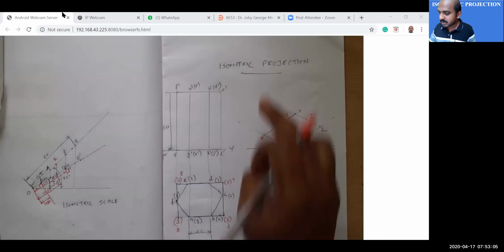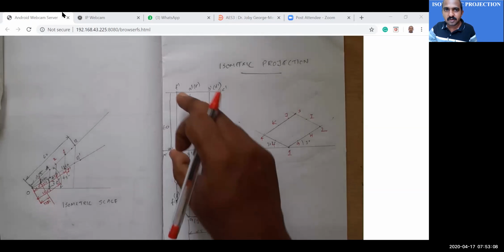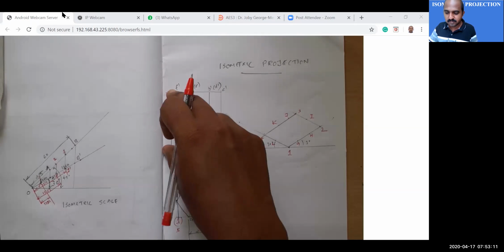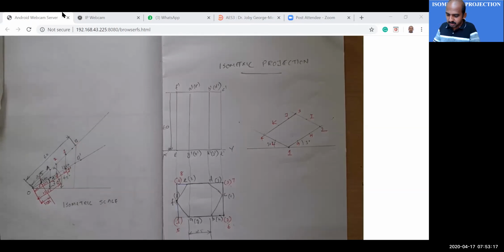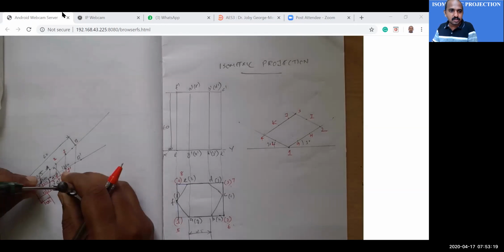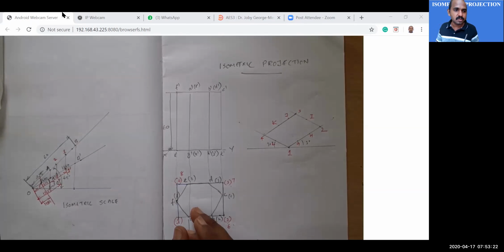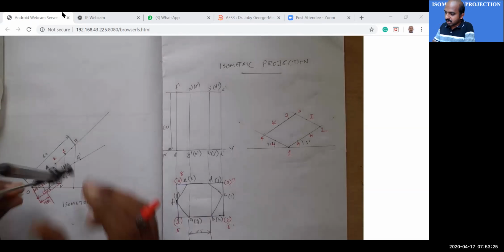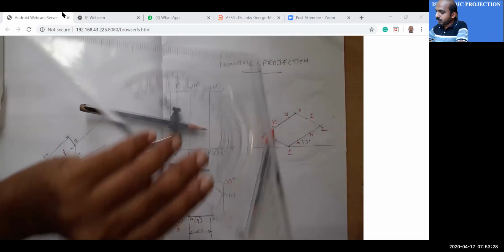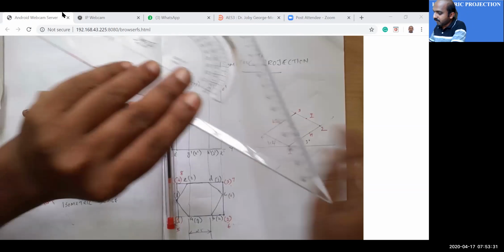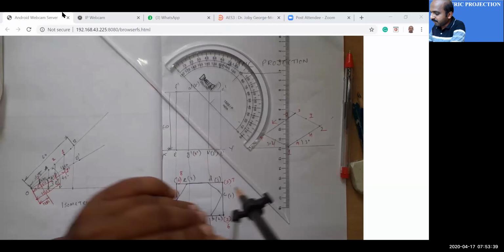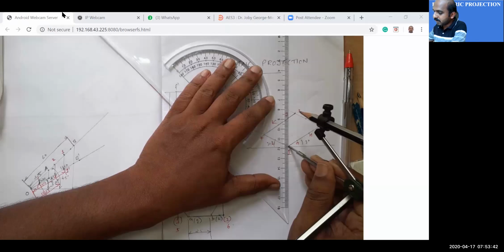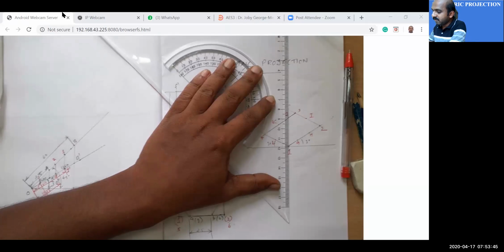Then you talk about the vertical lines, the height of the solid, which is equal to 60. You already marked the 60 here. What is the isometric length corresponding to 60? This is the isometric length corresponding to 60. Then you measure this distance and mark it here. So from 1 to, you measure this distance. Then from all points, you will draw vertical lines.